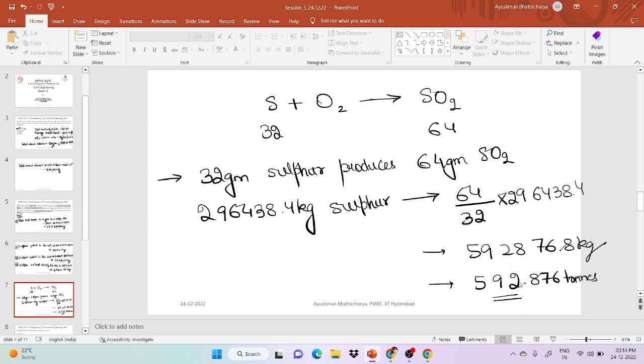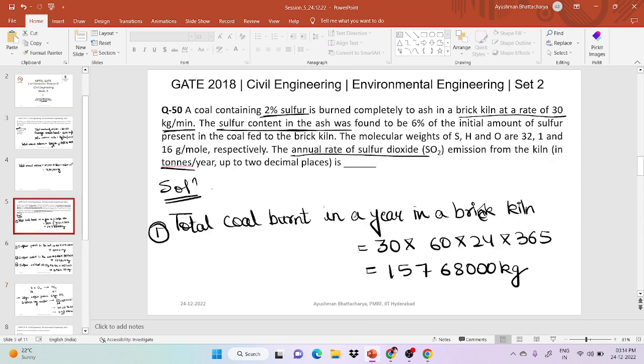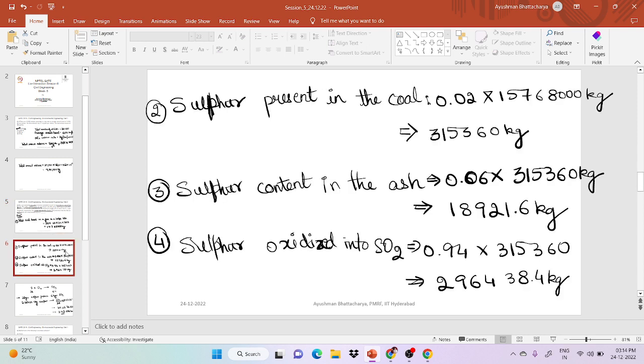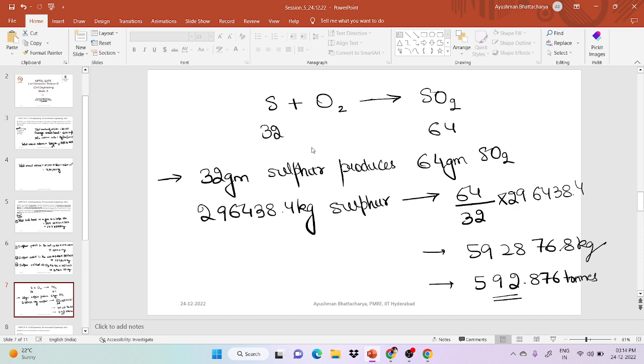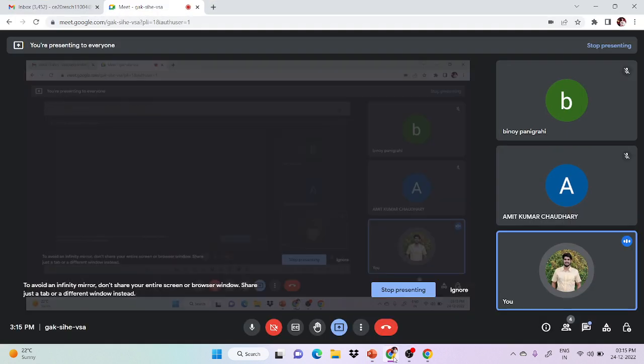So this was the solution, 592.876 tons. Initially in this question we calculated the total coal burnt in a year in the kiln, then the sulfur present in the coal, then sulfur contained in the ash and sulfur oxidized into SO2. Then from the chemical equation we found 32 gram of sulfur produces 64 gram of sulfur dioxide. Using the unitary method, the sulfur will produce 592.876 tons of sulfur dioxide. So I hope this is clear. Is it clear?